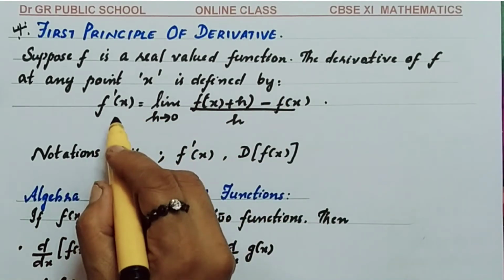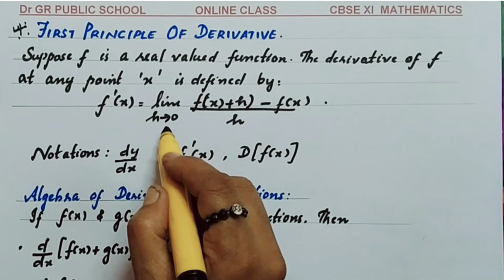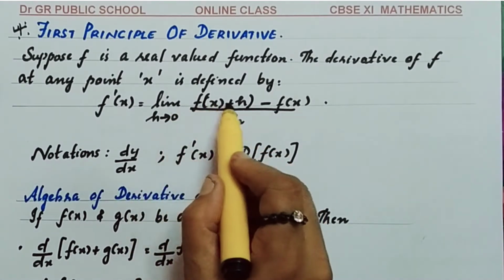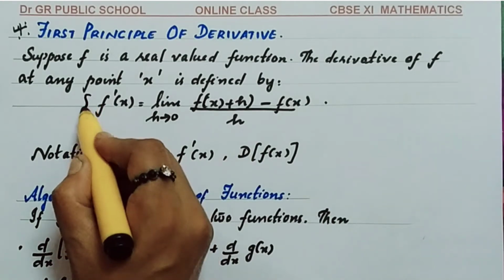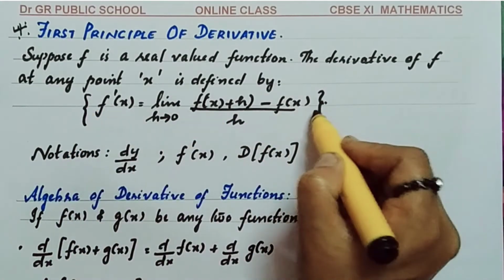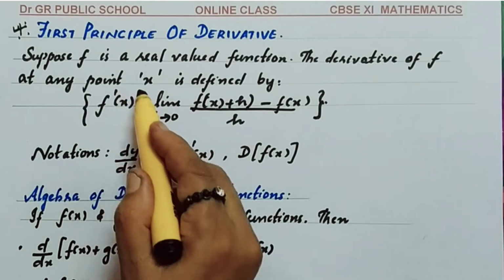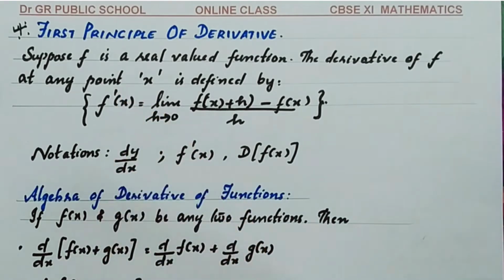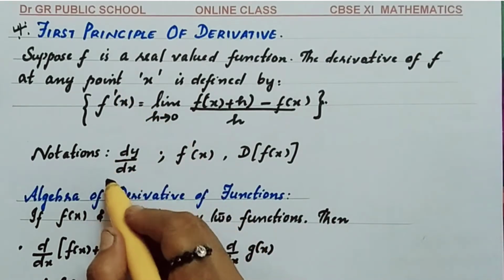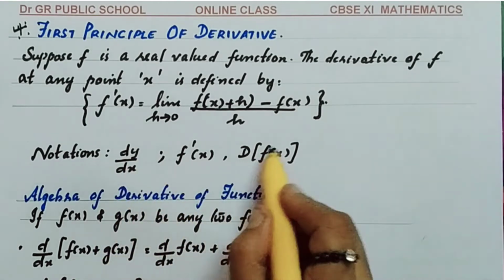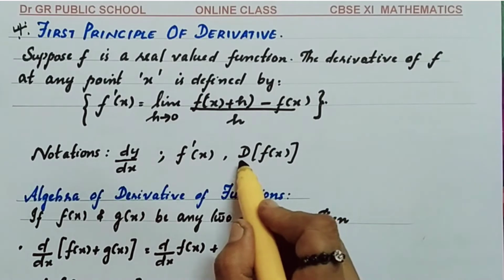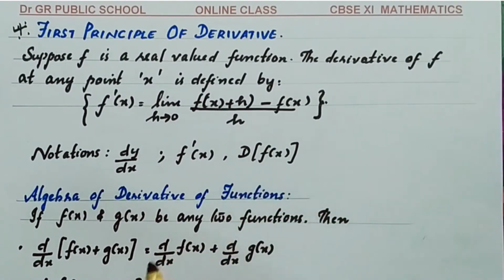f dash x equals limit h tends to 0, f of x plus h minus f of x divided by h. This is the basic formula to find the derivative of a function at any point x. Usually derivatives can be denoted by dy by dx or f dash x or capital D of f(x). That is, we can read it as derivative of the function f(x). Now we can study about the algebra of derivative functions.